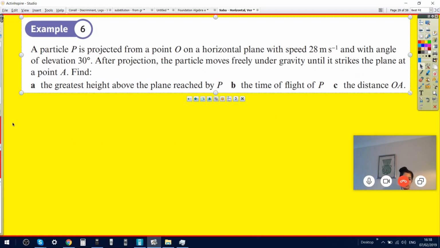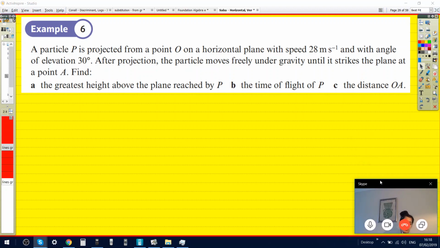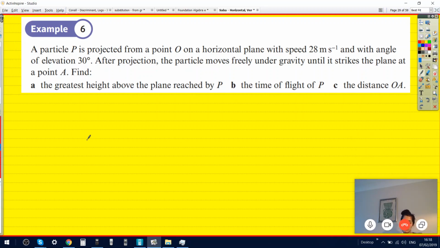Particle P is projected from a point origin on a horizontal plane with speed 28 and with angle of elevation after projection. Okay, so particle P is projected from a point on a horizontal plane, so we've got that plane with speed 28 and angle of, and it goes like... When it says strikes a plane, does that just mean it hits the ground? Yep. Okay, so it is 28 ms minus 1.